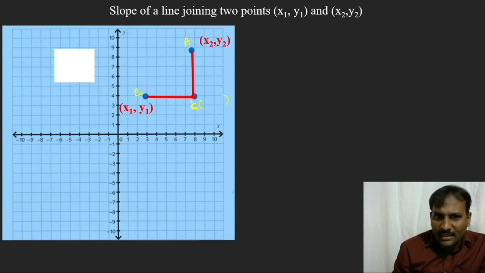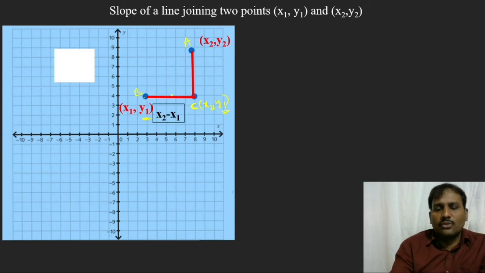And what will be its point? It is on the same line with B. That is, its y coordinate will be the same as B's, and the x coordinate of A and C will be the same. So this point will be x2 comma y1. And what is the distance between B and C with the same y coordinates? It is nothing but the difference of x coordinates. Therefore, the distance BC is x2 minus x1.